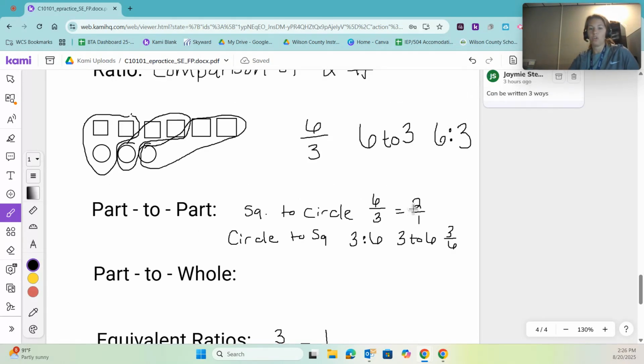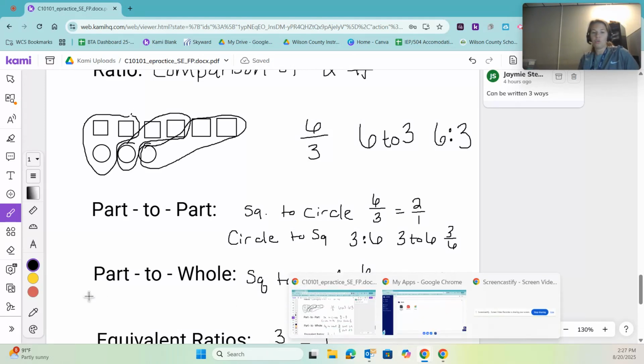Now, those are all part to part ratios. If I was doing a part to whole ratio, I would be doing squares to total shapes. The squares to the total shapes would be 6 to 9, because there are 6 squares and 3 circles, which means 9 total shapes. And again, that can simplify. It would be 2 to 3. It's also a 2 to 3 ratio.